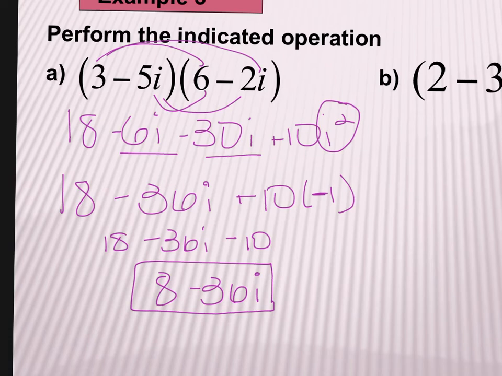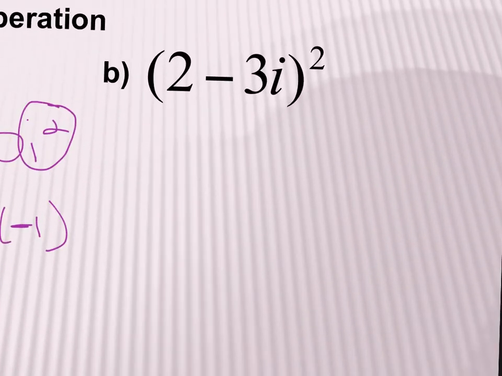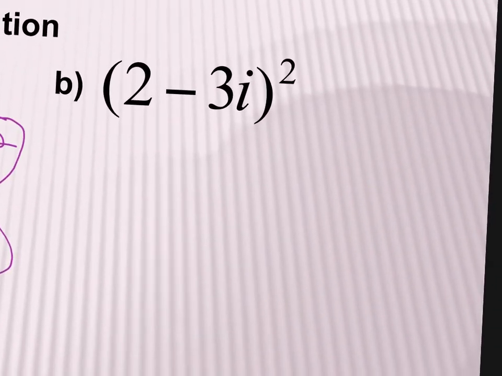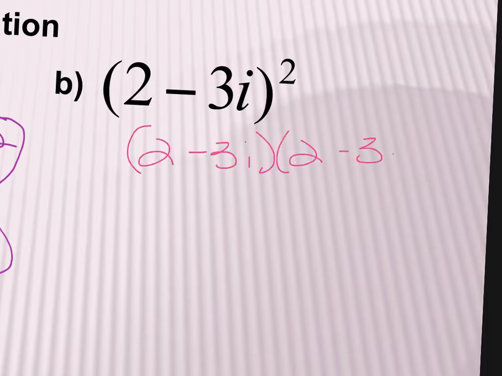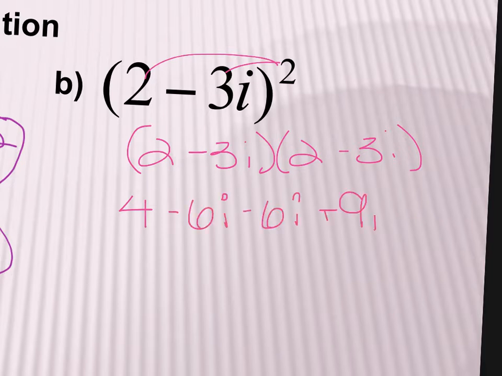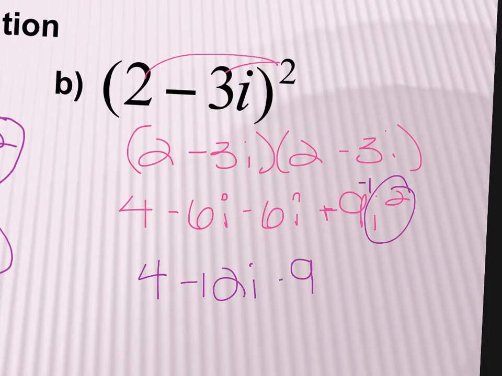Questions on that one? Okay, you do B. All right, so when I expand this, this is 2 minus 3i times 2 minus 3i. So I can't distribute an exponent, okay? Make sure you duplicate it, expand, and then FOIL it. So this would be 4 minus 6i minus 6i plus 9i squared. This is 4 minus 12i. This becomes a negative 1, so I get negative 9. Negative 5 minus 12i.